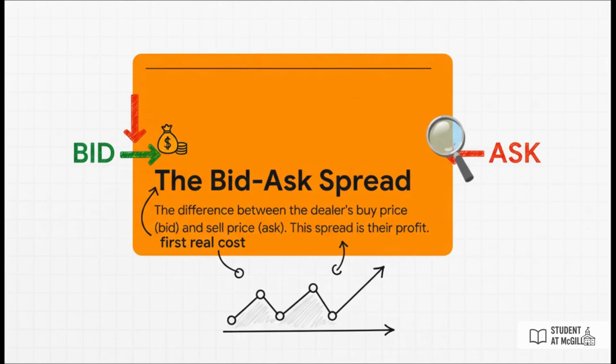So how do these market makers make their money? Well, they do it through something called the bid-ask spread. It's this tiny little gap between the price they're willing to buy a stock from you, that's the bid, and the slightly higher price they're willing to sell it to you, that's the ask. That tiny little difference is their profit margin, and it's the very first real cost of every trade you make.